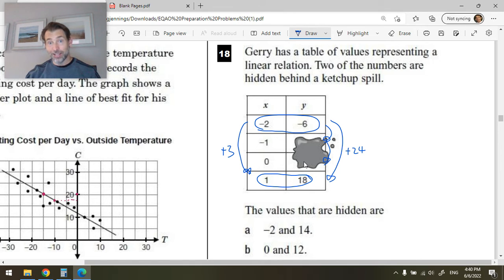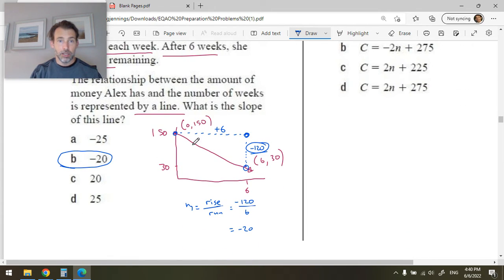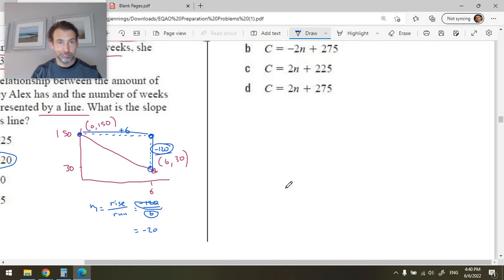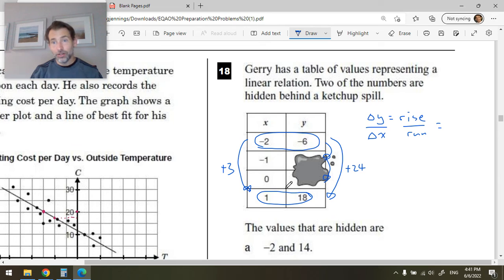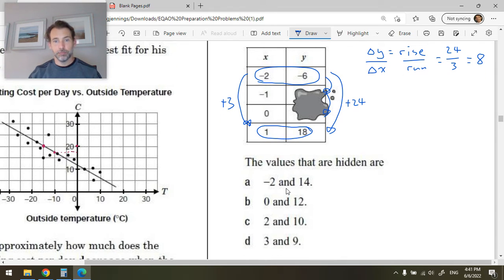How do I know it's 8? Rise is change in y. Change in y is rise. And then run gives us change in x. Change in y over change in x is rise over run. It's the same thing as over here, right? Change in x, change in y. So you put the change in y on top and the change in x on the bottom. And here we have 24 over 3. 24 divided by 3 happens to be 8. So the missing values are 2 and 10.